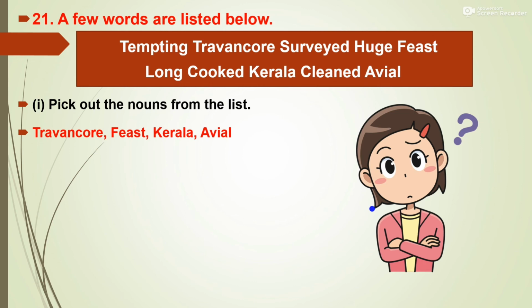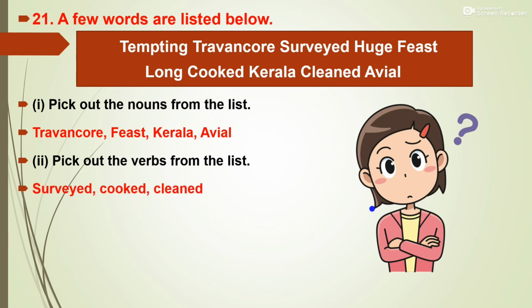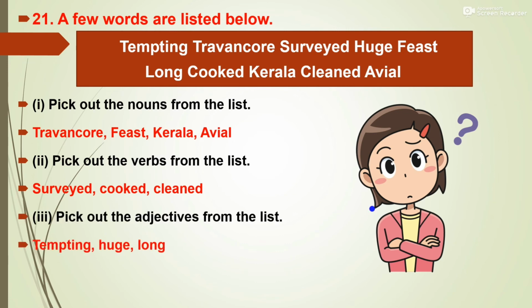Travancore, name of a kingdom. Feast, name of an arrangement, that is, we do for our guests in a party or in a special arrangement, that is called marriage ceremony or in a ceremony. Okay. Kerala, it's also a name of a state. Oval, also name of a dish. So these are the nouns, naming words. Pick out the verbs from the list. Surveyed, cooked, and cleaned. These are the action words or verbs. Pick out the adjectives from the list. Describing words: tempting, huge, and long.